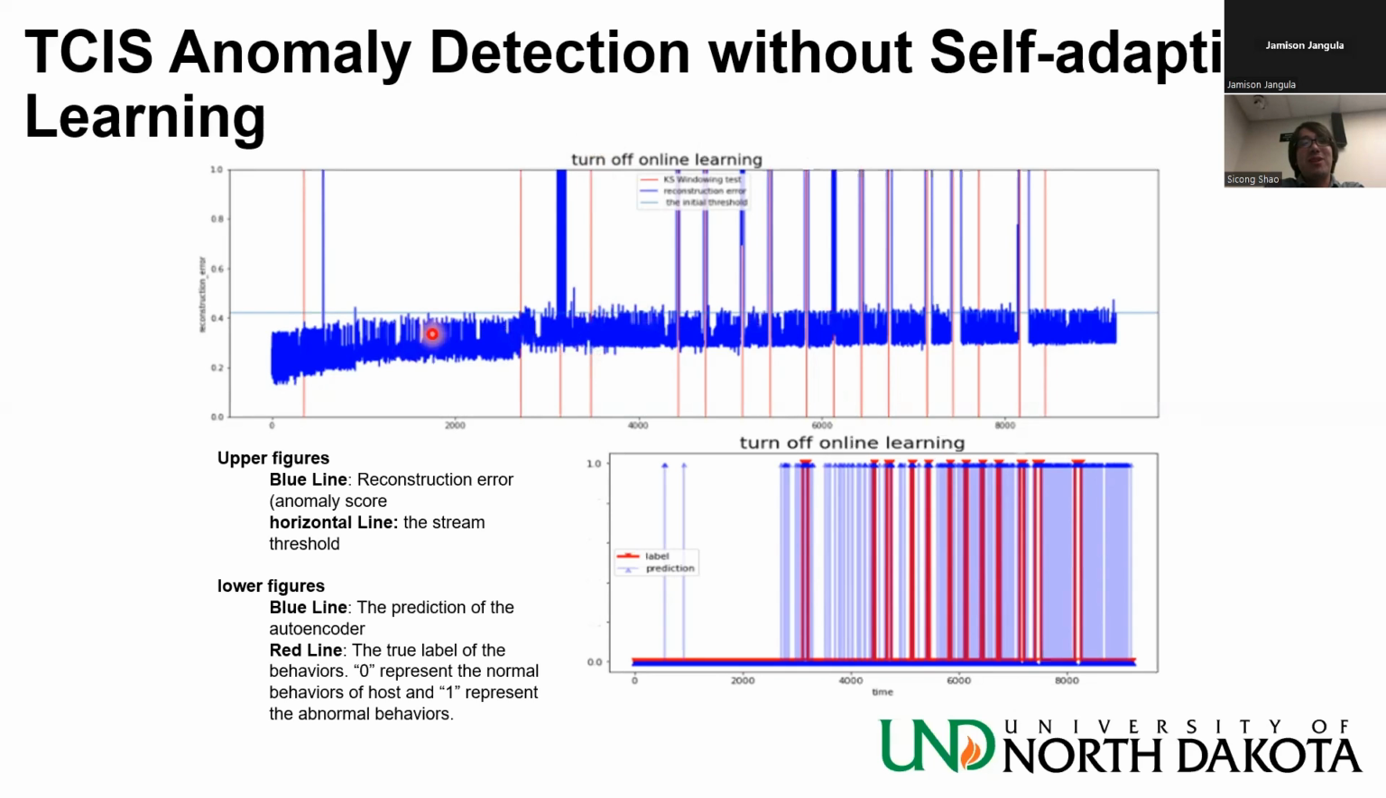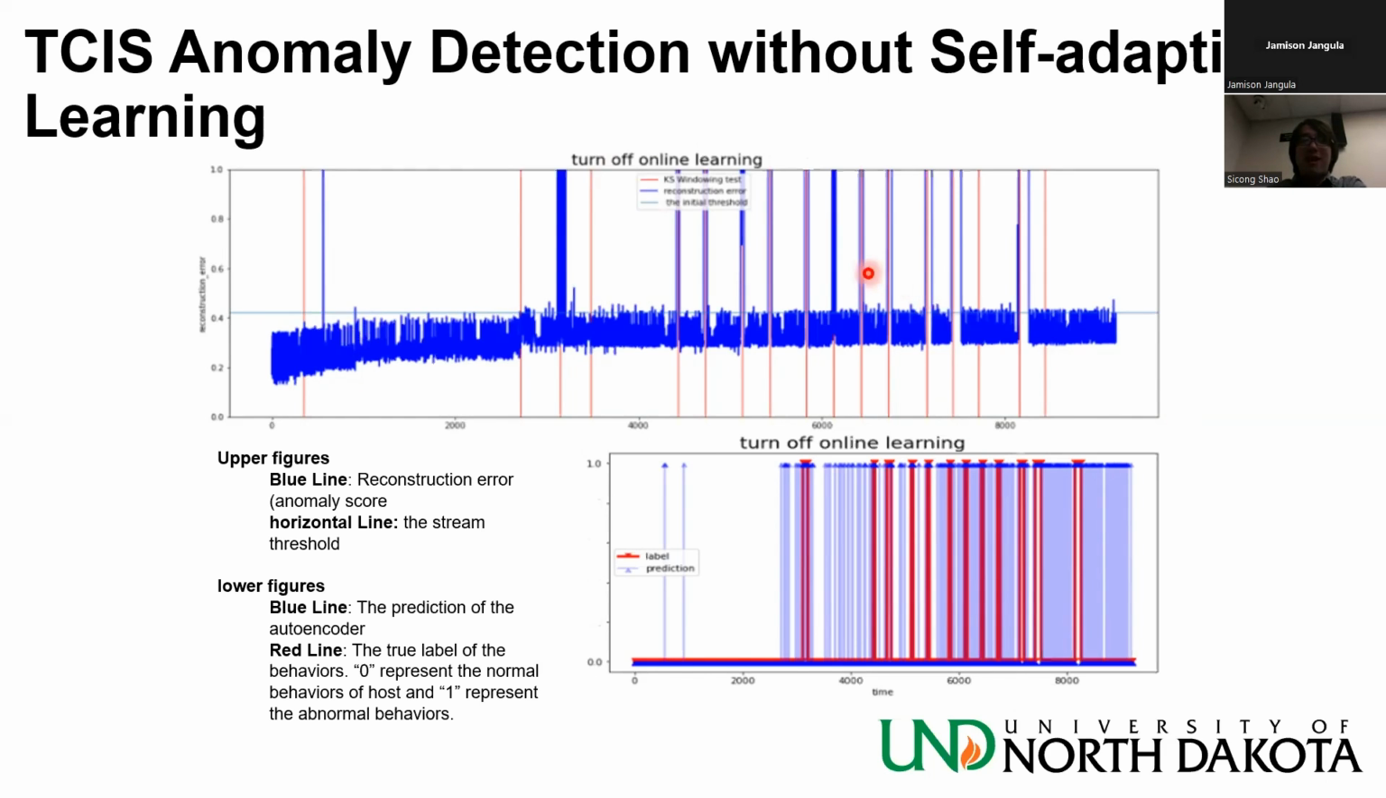The model is not updated. So basically the vertical red line means some drift point detected by the concept drift detector, but we didn't invoke the autoencoder for incremental learning. So as you can see here, it really does a bad job after the attack happens.